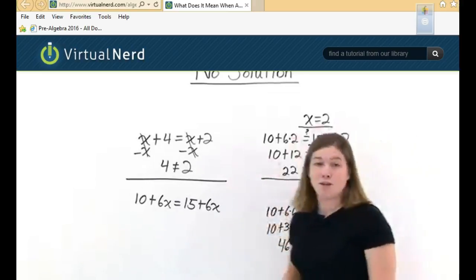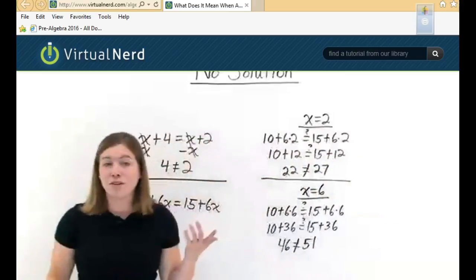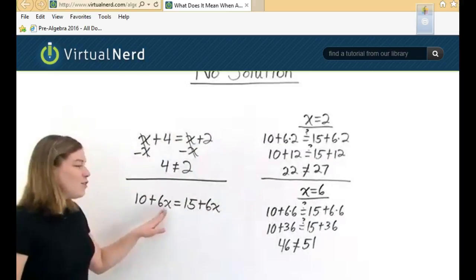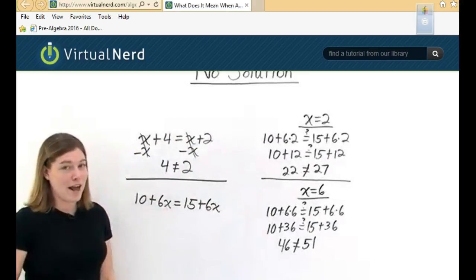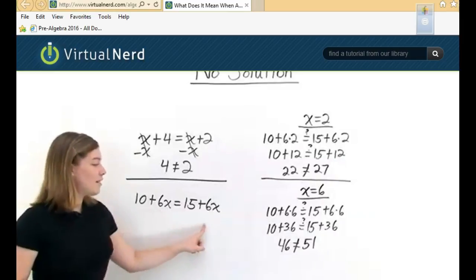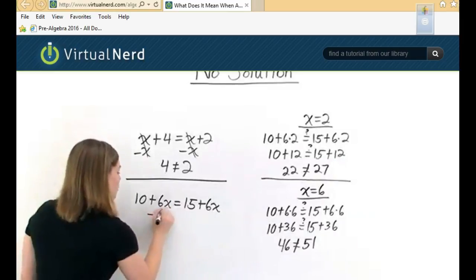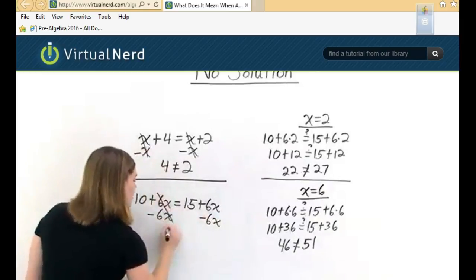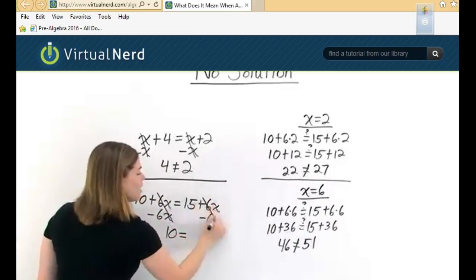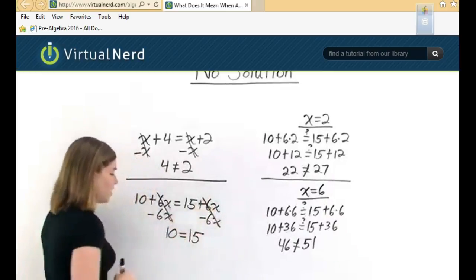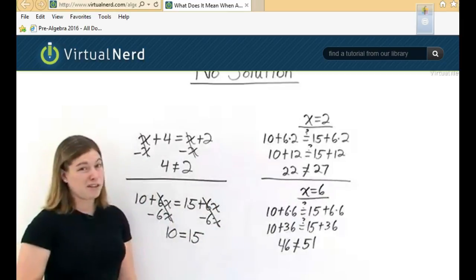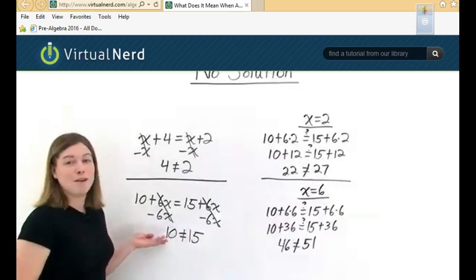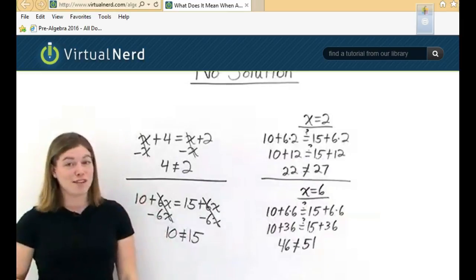No matter what value we pick for x, whether it be 2, 6, 105, we will never get a true statement. Now to see this, let's try to solve this equation for x and see what happens. Let's take this 6x and move it over to the right-hand side, exactly like we've been doing. So we subtract 6x from both sides. On the left, these 6x's cancel out and we're left with 10. On the right, these 6x's cancel out and we're left with 15. Uh-oh, another false statement. 10 does not equal 15. So, we get a false statement. This problem has no solution.